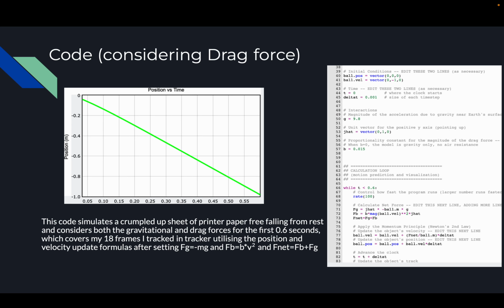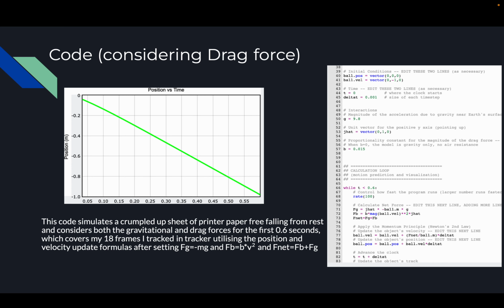This is our code considering the drag force. This code simulates a crumpled up sheet of printer paper free falling from rest and considers both the gravitational and drag forces for the first 0.6 seconds, which again covers the 18 frames I tracked in Tracker. And we use the position and velocity update formulas and set Fg equal to negative mg and Fb equal to b times v squared, and set the net force to be Fb plus Fg.